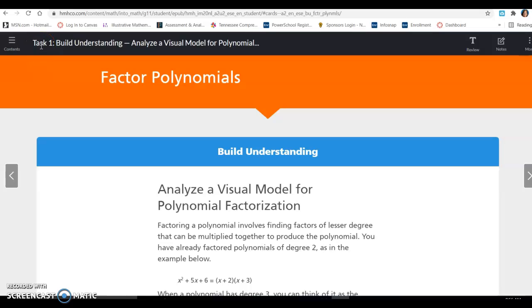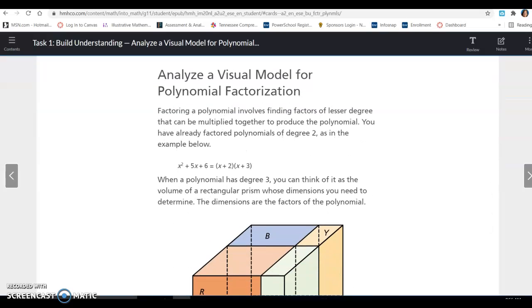All right, guys, today we're on lesson 4.4, and we're going to start with task 1, factor polynomials. It says analyze a visual model for polynomial factorization. Factoring a polynomial involves finding factors of lesser degree that can be multiplied together to produce the polynomial. You have already factored polynomials of degree 2, as in the example below.